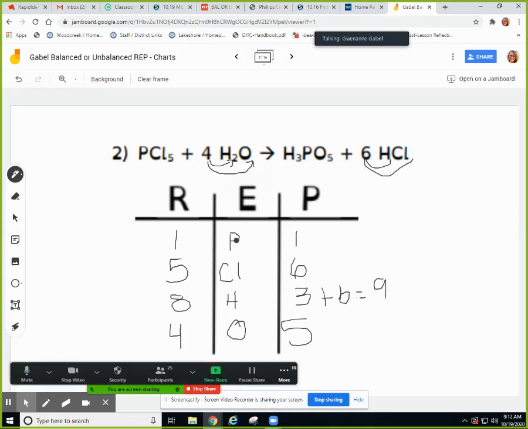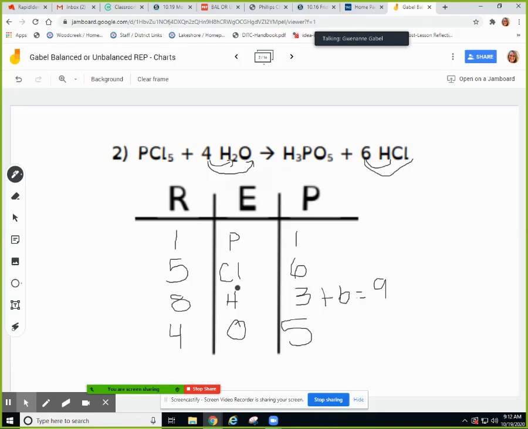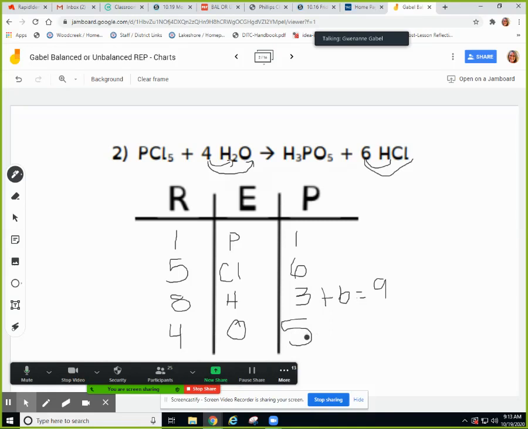I have one atom of phosphorus on my reactant side and 1 atom on my product side. I have 5 atoms of chlorine on my reactant side and 6 atoms of chlorine on my product side. I have 8 atoms of hydrogen on the reactant side, but I have 9 on the product side, and I have 4 atoms of oxygen on the reactant side, but I have 5 atoms of oxygen on the product side. No, this equation is not balanced, so I'm going to put a U. This equation is incorrect, and it is not possible.